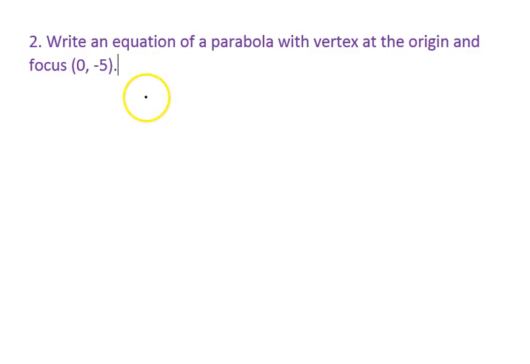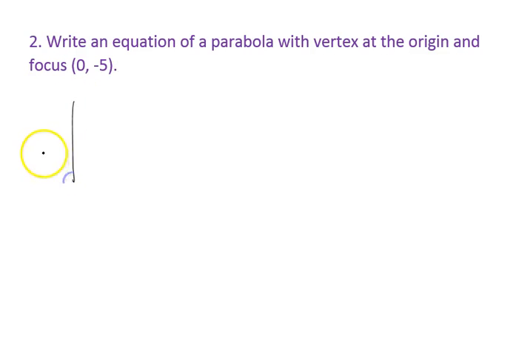Okay, for the second part of this parabola video, we are going to look at problems that deal with that formula I gave you at the end of the first video. And so the first question is for you to write an equation of a parabola with a vertex at the origin and a focus at 0, -5. And so remember that the origin is 0, 0.